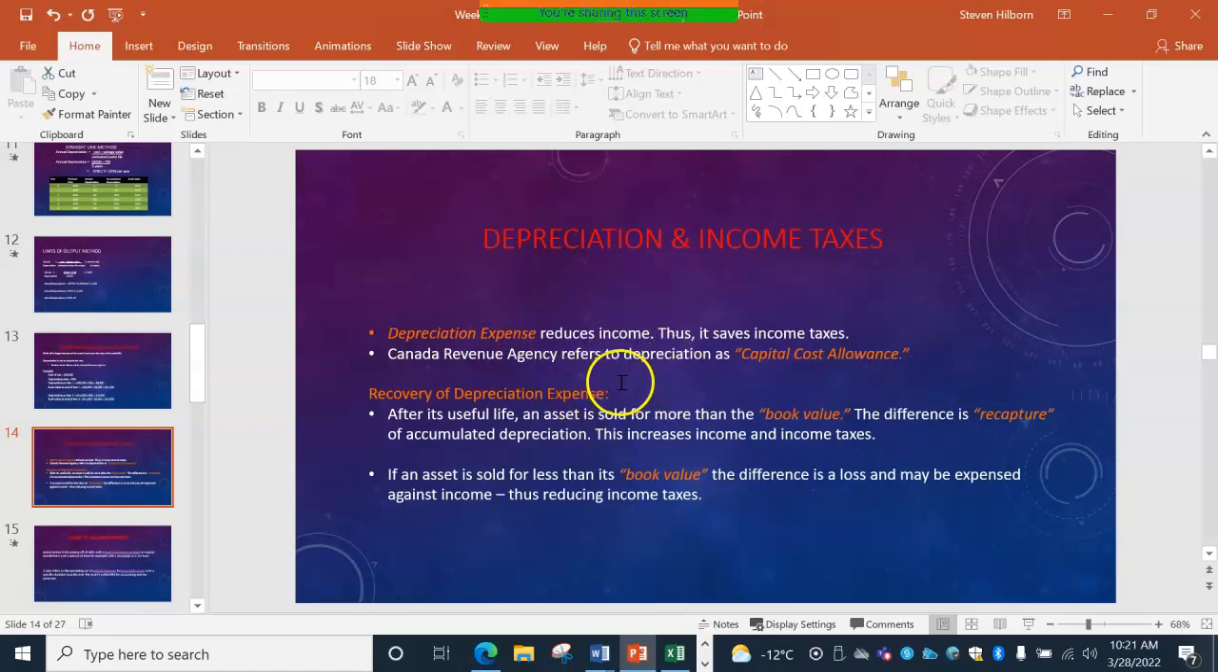It is taxed. We refer to depreciation as a capital cost allowance. You're not really going to need to know this kind of stuff. After its useful life, if an asset is sold for more than its book value, the difference is recapture of accumulated depreciation. So this can increase your income and your income taxes. If an asset is sold for less than book value, the difference is a loss and may be an expense against income, thus reducing your income taxes.